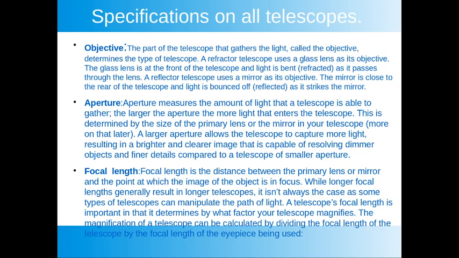A telescope's focal length is important in that it determines by what factor your telescope magnifies. How much magnification is needed is determined by the focal length of the lens or mirror. So the magnification of a telescope can be calculated by dividing the focal length of the telescope by the focal length of the eyepiece being used.